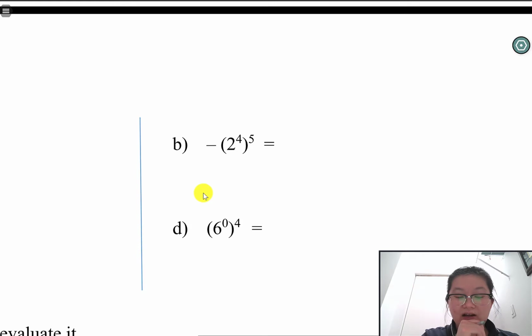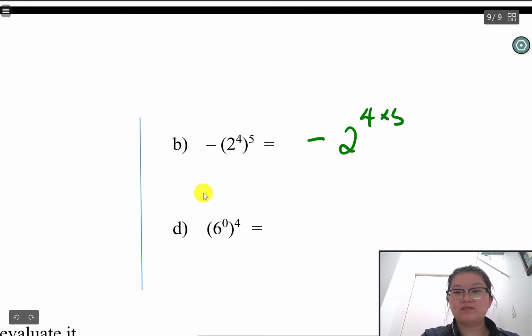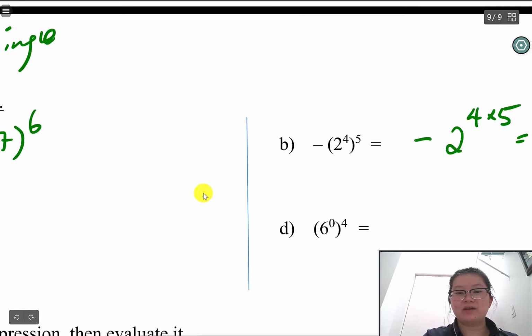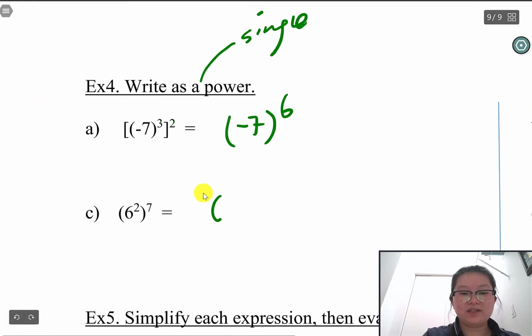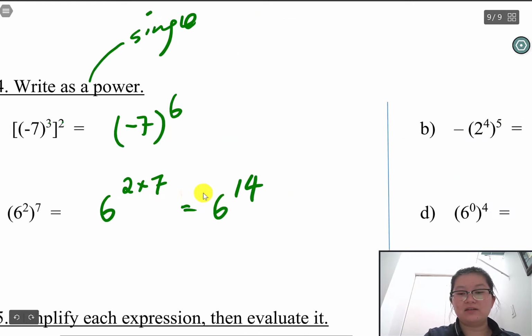Next up, we have a negative on the outside. And then on the inside, we have 2 to the power 4 raised to the power 5. So I'm still going to have a negative sign, and then this is going to be 2 to the power of 4 times 5. This is going to be -2 to the power of 20. Next up here, I have 6 to the power 2 raised to the power 7. 2 times 7 is going to be 14. So that's 6 to the power of 14.